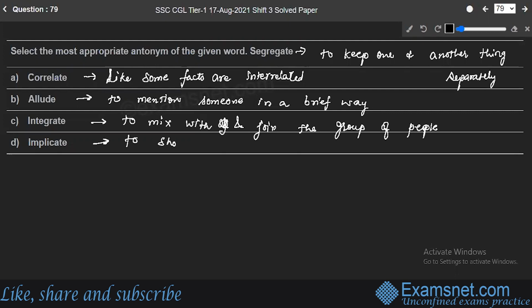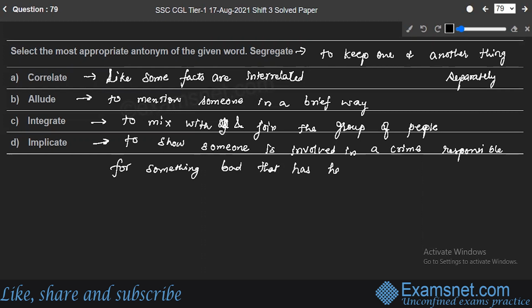Implicate means to show someone is involved in a crime, responsible for something bad that has happened. Right? So you have to find out the antonym of the given word segregate. The antonym of the given word is integrate, because it means joining, and segregate means to keep it separately. Option C is the correct answer to the question.